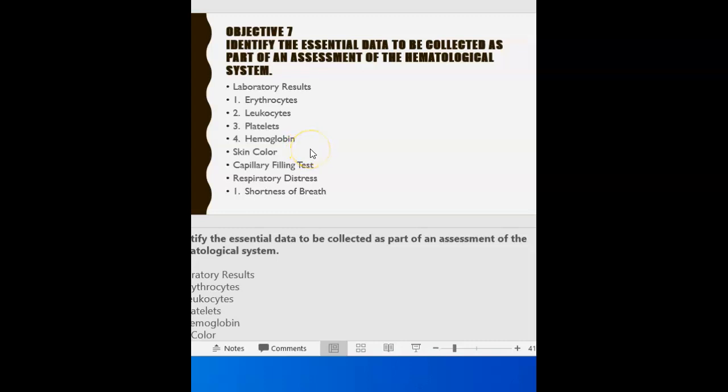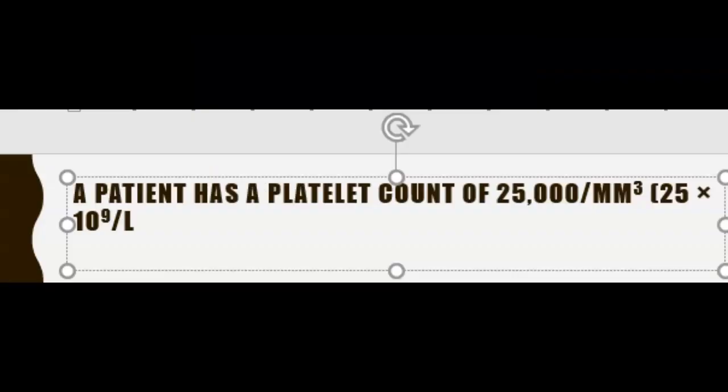I showed you some pictures of some skin that are really paler, and some that has circulation, and we looked at the conjunctiva. Capillary refill time, we should know it should be less than 3 seconds, and also monitor your patient for distress, shortness of breath. So I'm going to leave you with this information.